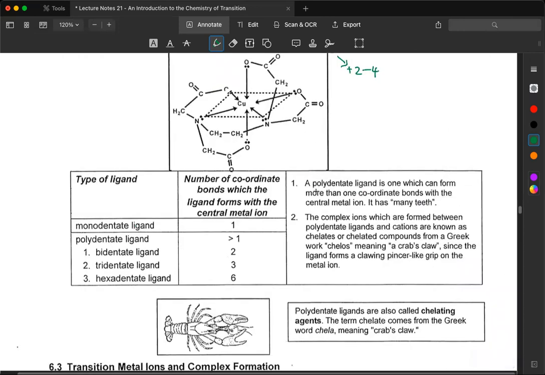So a polydentate ligand is one that forms more than one coordinate bond with the central metal ion. So we call it polydentate ligand, starting from bidentate, tridentate, hexadentate. All right. The complex ions which are formed between polydentate ligands and cations are known as chelates or chelated compounds, from the Greek word chelos, or claw.